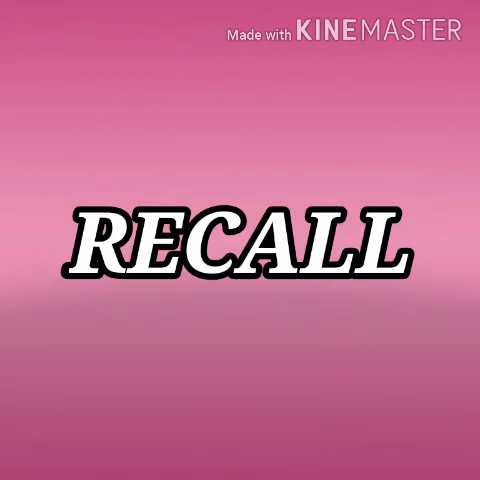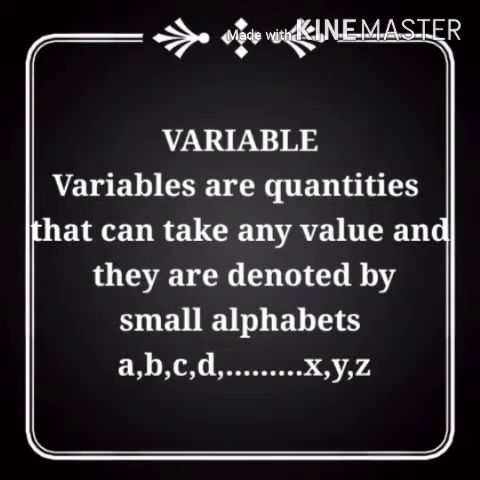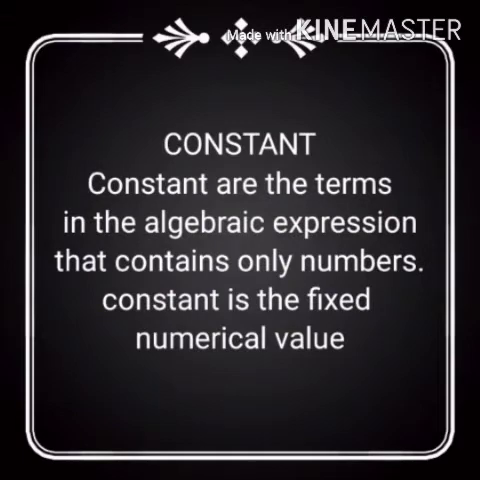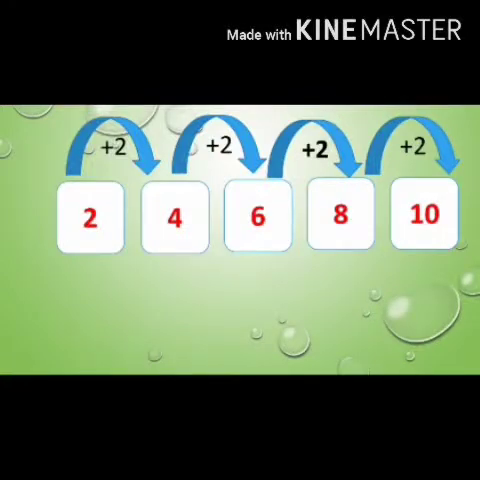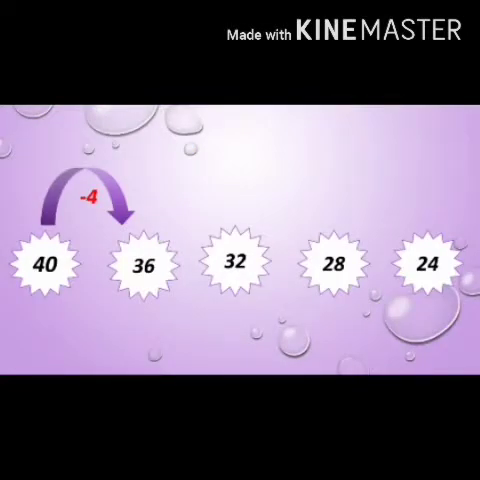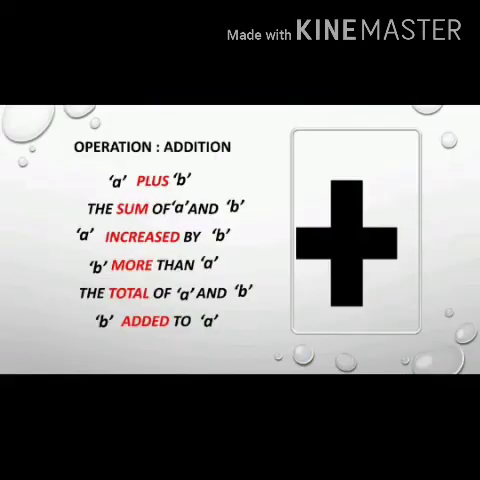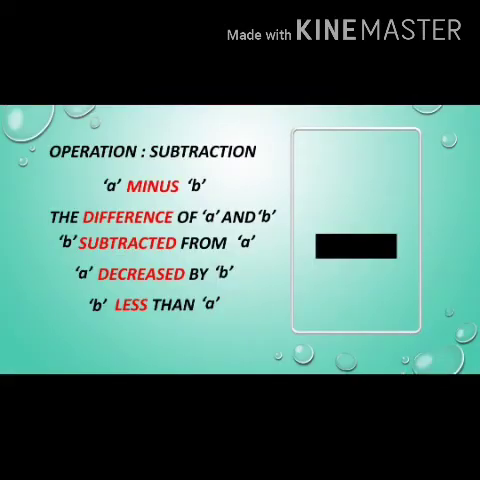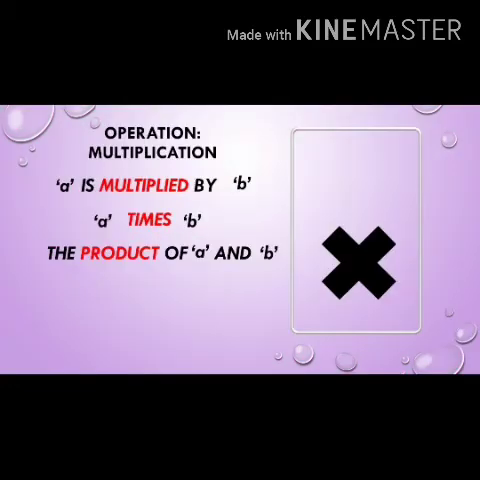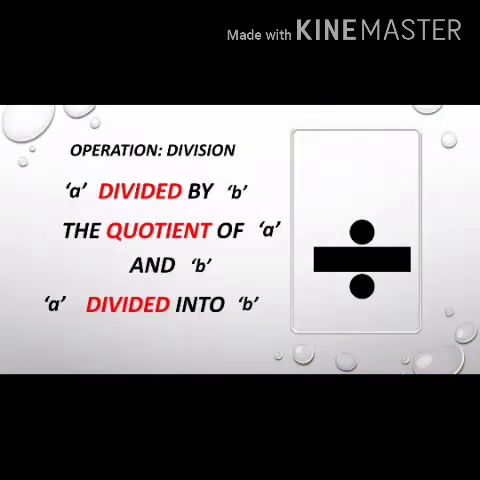Let's recall what we learnt in the last video. Variable. Variables are quantities that can take any value and they are denoted by small alphabets. Constant. Constants are the terms in an algebraic expression that contain only numbers. Constant is a fixed numerical value. And we also discussed how to create numeric and geometric patterns. And next, the mathematical phrases of addition, subtraction, multiplication, and division.